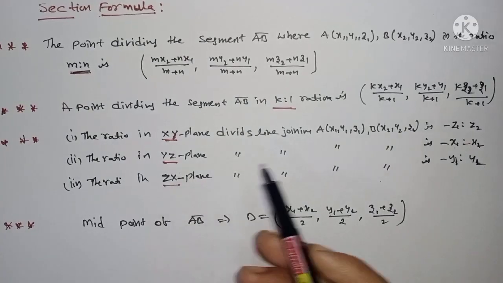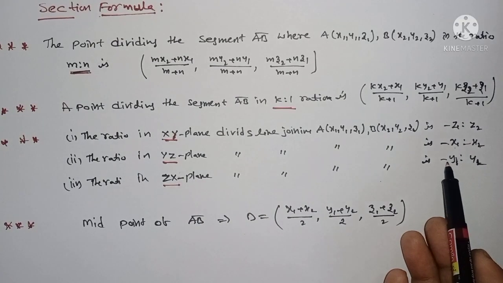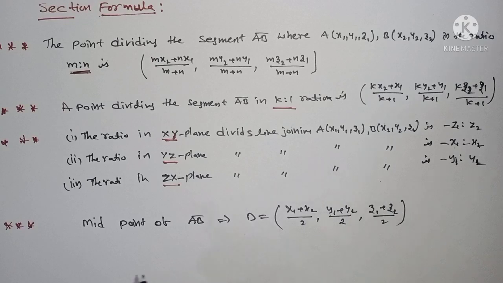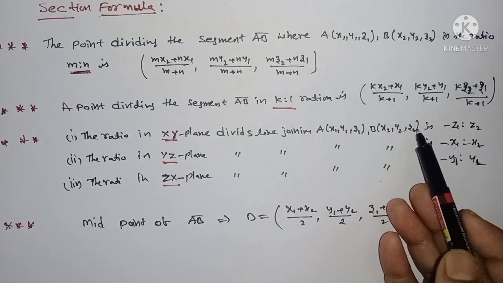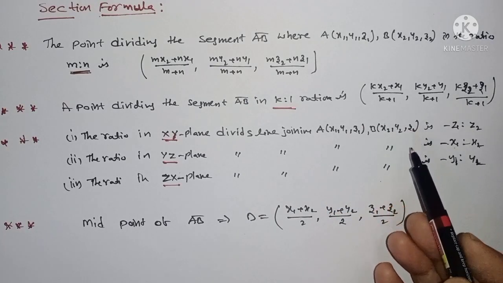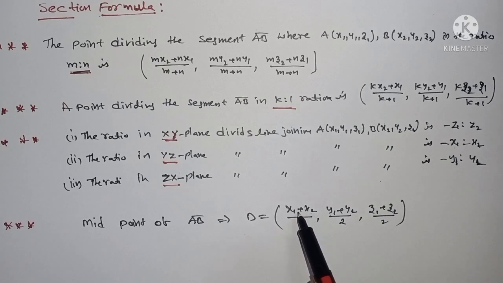And zx is, you can remain y1 minus y2. The midpoint of AB, if it has coordinates x1 y1 z1 and x2 y2 z2, is therefore (x1 plus x2) by 2, (y1 plus y2) by 2, and (z1 plus z2) by 2. This is the basic concept of this section.